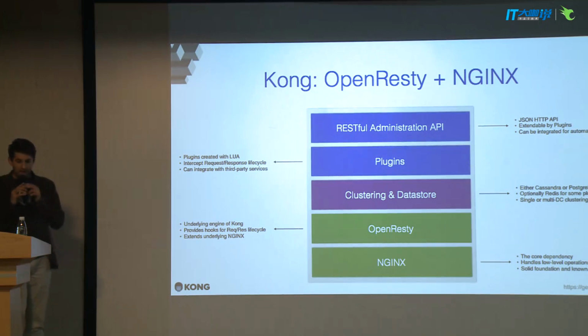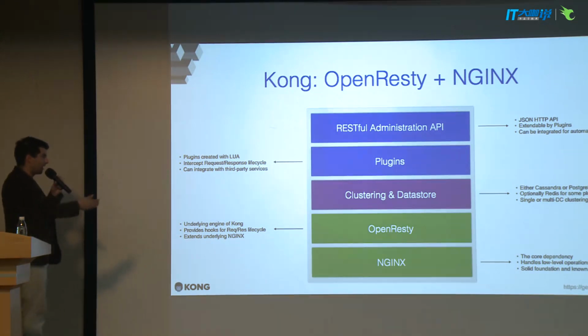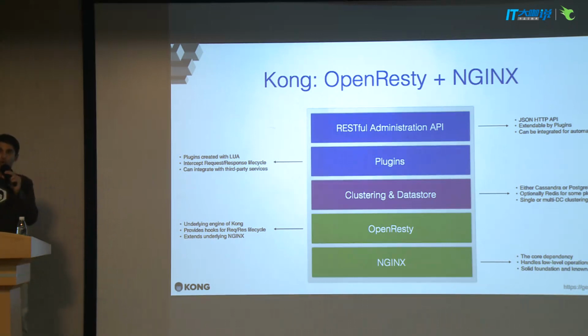So this is an architectural overview of how Kong is being built. On the lower end, we have Nginx, which is the core dependency of OpenResty. Nginx handles all the low-level operations. It's a solid foundation. Developers love it. So in an enterprise, if you have Nginx, you can get rid of it and put Kong and OpenResty in, and automatically you have support for plugins and additional middleware.